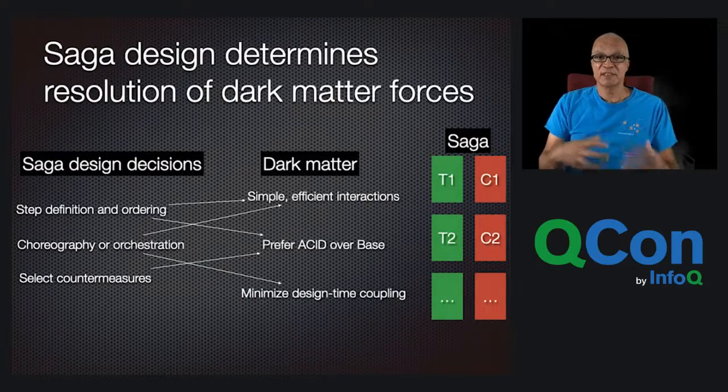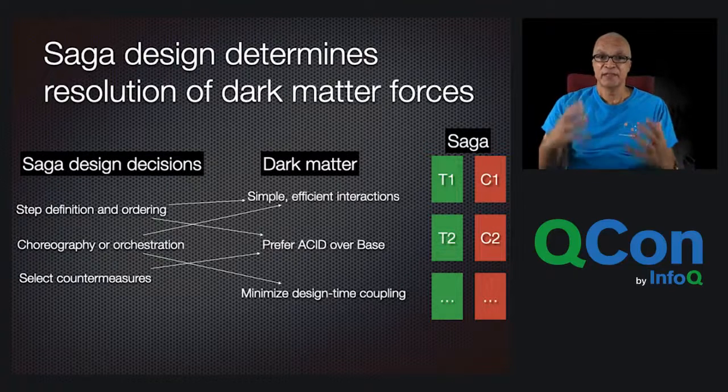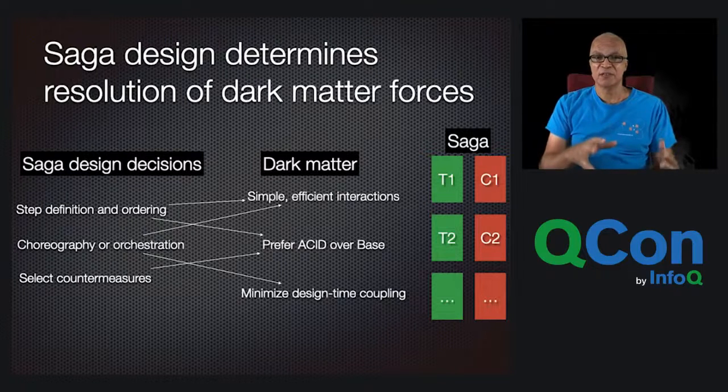There are several decisions that you must make when designing a saga. You need to define the steps, their order, and compensating transactions. You need to choose a coordination mechanism, choreography or orchestration. You must also select countermeasures, which are design techniques that make sagas more ACID. These decisions determine how well a given saga resolves the dark matter forces.